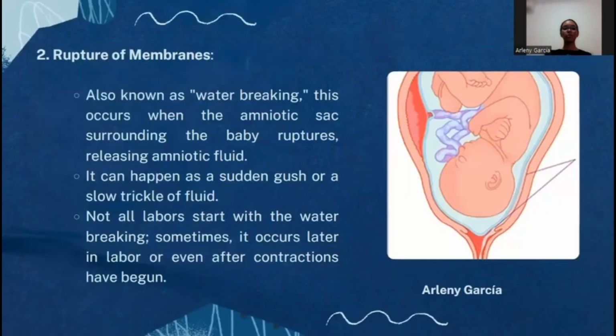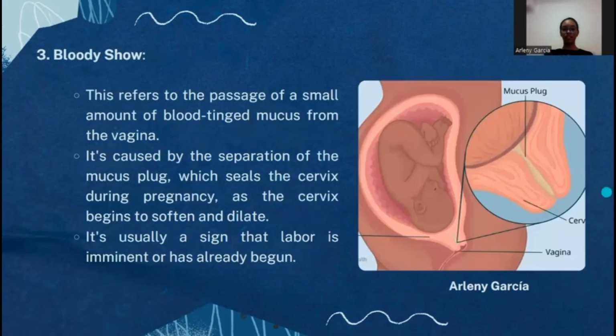Number 2. Rupture of membranes, also known as water breaking. This occurs when the amniotic sac surrounding the baby ruptures, releasing amniotic fluid. It can happen as a sudden gush or slow trickle of fluid. Not all labors start with the water breaking. Sometimes it occurs later in labor or even after contractions have begun.